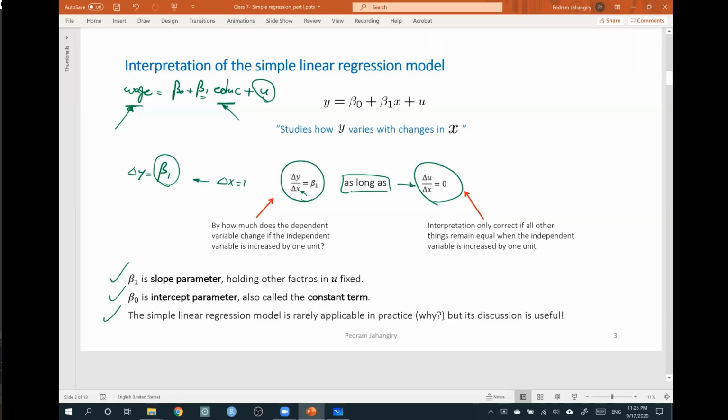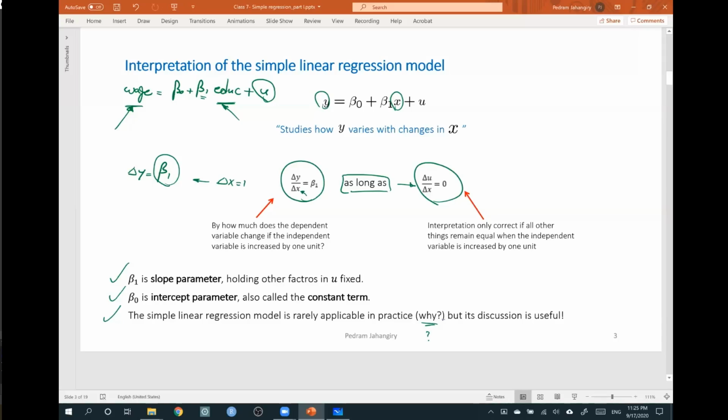And the simple linear regression model is rarely applicable in practice. So let's think about it. Why do we rarely use the simple regression model in the real world? Well, the simple answer is that there is a very good chance that your y variable depends on more than only one independent variable, right? So wage depends on education, yes, but we know that it depends on many other variables that we are missing, right? So in practice, we don't use the simple regression model. We go beyond it.